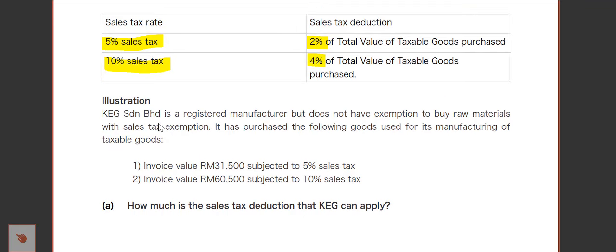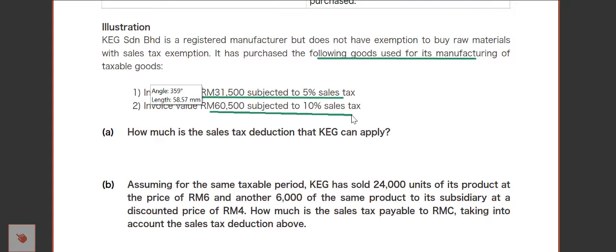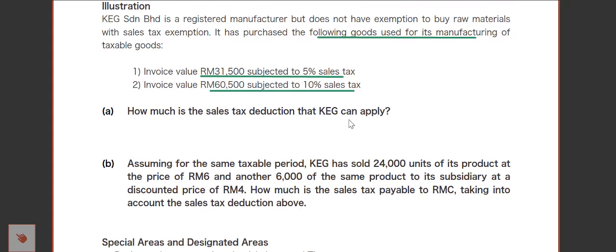Okay, again, example. KG is a registered manufacturer, but does not have an exemption to buy raw materials with sales tax exemption. So they don't have exemption. Whatever they buy, there will be a sales tax. So it has purchased the following goods for manufacturing. So KG has paid 31,500 for a 5% sales tax inclusive, 60,500 for a 10% sales tax inclusive. So what is the amount of deduction you're going to get?